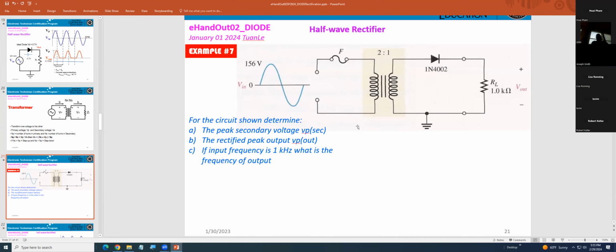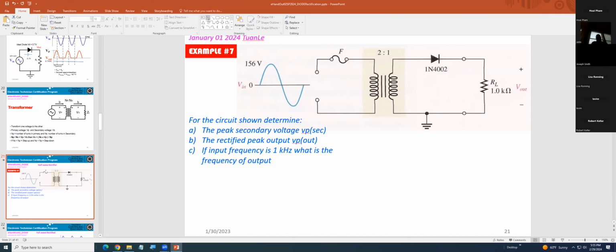So if you get 156 volts V peak here, what is the V peak here? That means they give you a VP of 156 V peak. So the VP is 156.